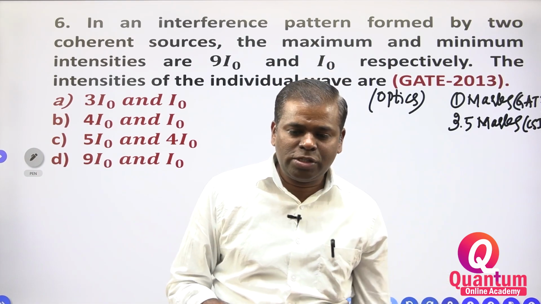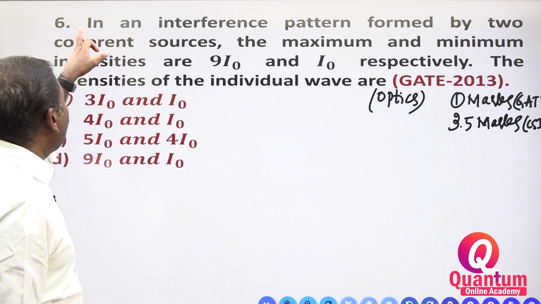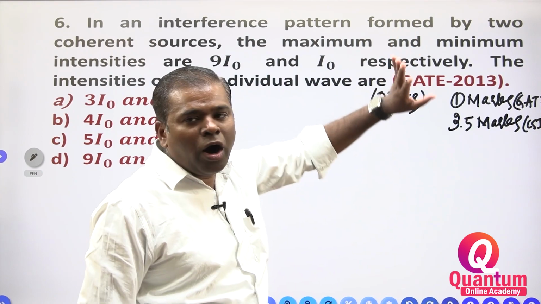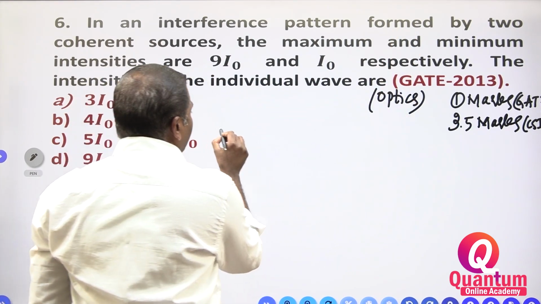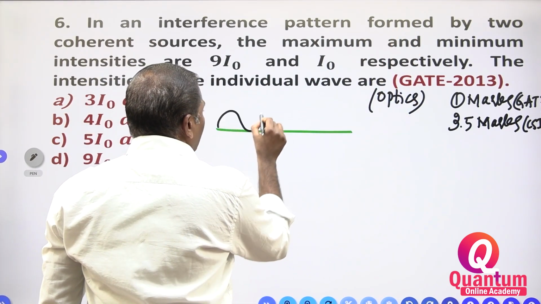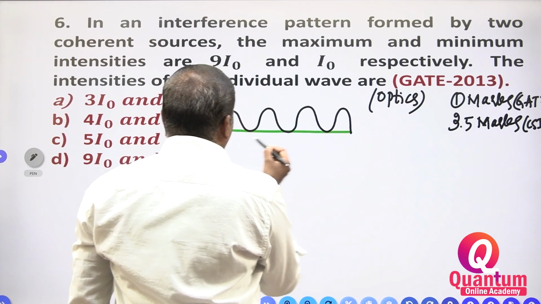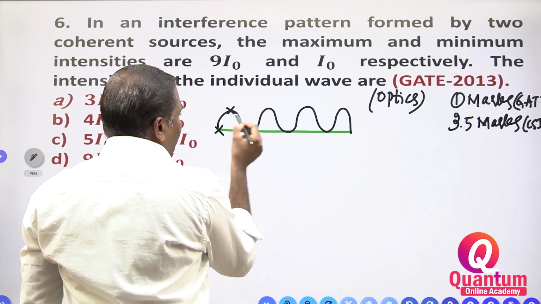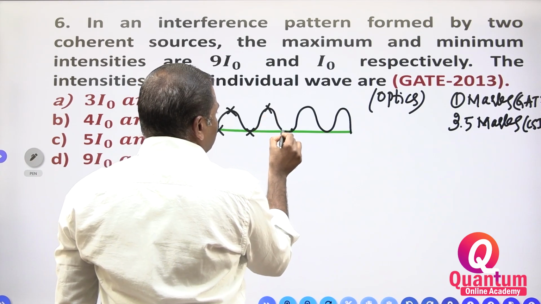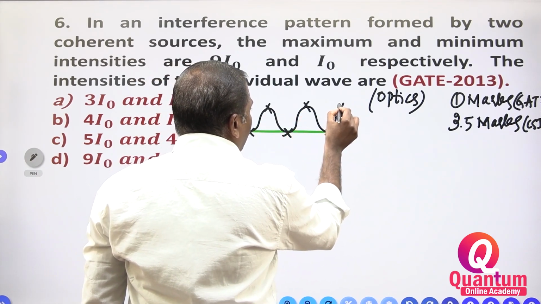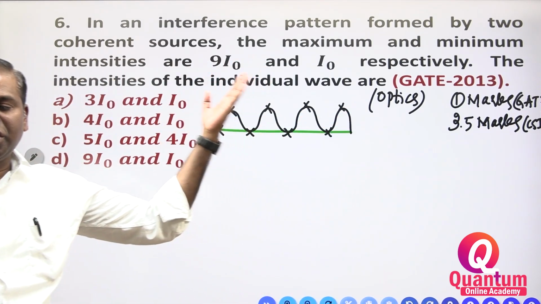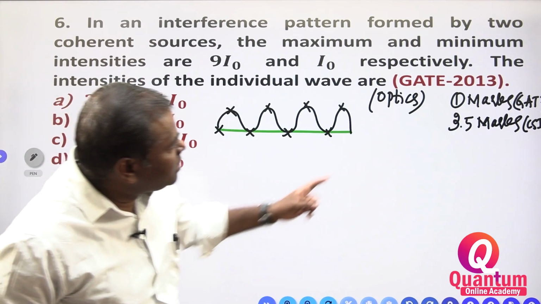Now here you have to see what they are asking. In an interference pattern formed, how will it be formed? This is the minimum, this one is the maximum. Again minimum and maximum, minimum, maximum, minimum and maximum. This is the distribution of the interference pattern.